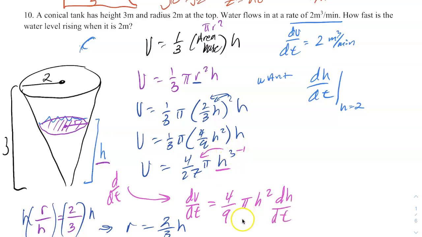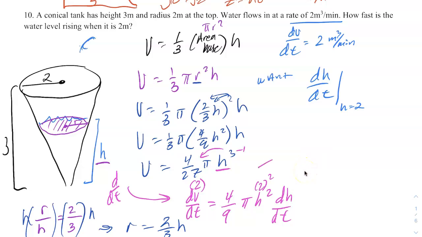Alright, so that's how that became this. Bring the 3 down, so you have 12/27, but you can divide them both by 3, reduce it, and you get this. And now we just plug in what we have. dV/dt is 2. That's all there. Remember it wants h at 2, so h is 2 squared, and then dh/dt.